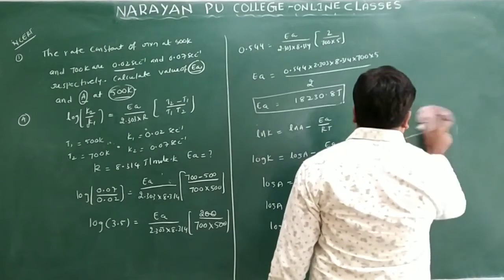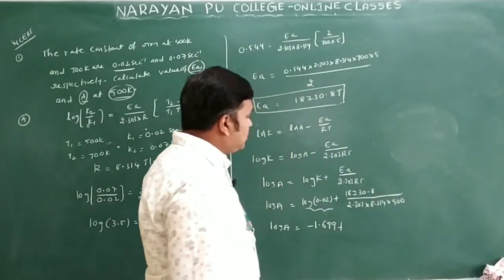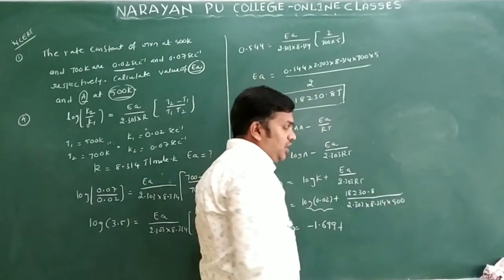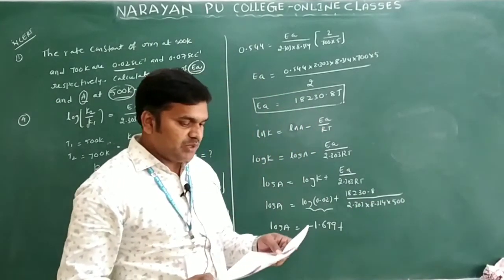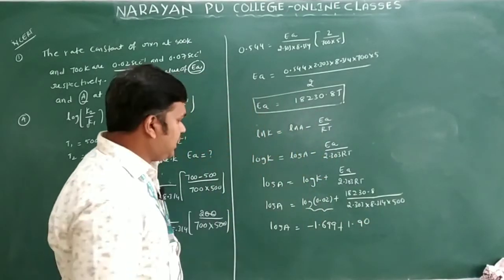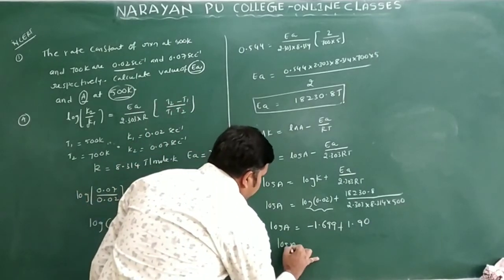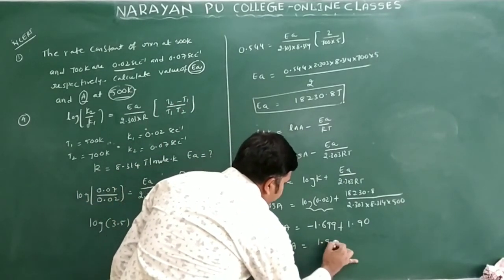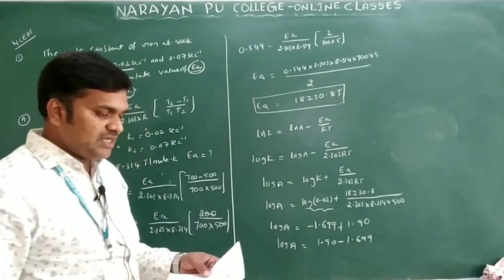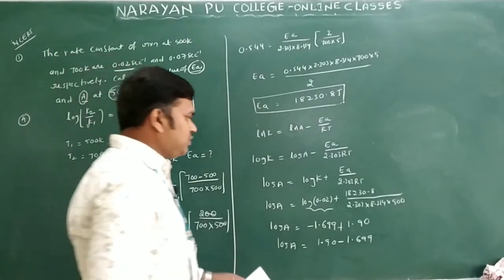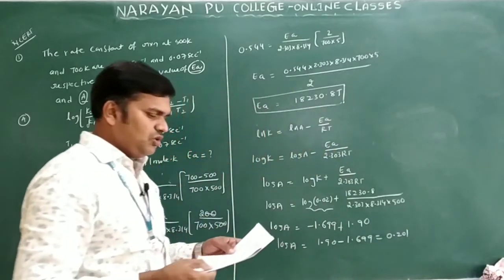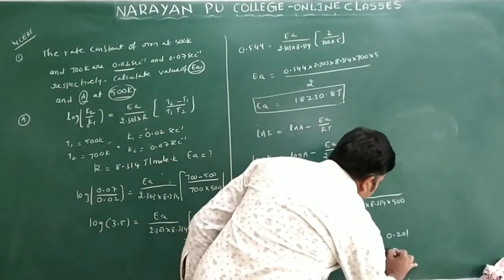The remaining value is 18230.8 by 2.303 into 8.314 into 500. If you do this calculation, approximately you will get 1.90. Now log A is equal to 1.90 minus 1.699. So approximately you will get 0.201, which we take as approximately 0.2.